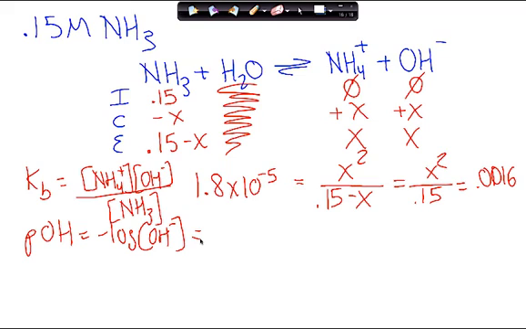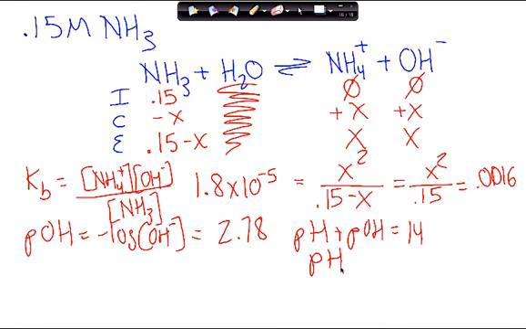So 0.0016. So that means this has got a pOH of 2.78. Then pH plus pOH is equal to 14. So pH is equal to 14 minus 2.78, which is 11.23. You good? All right, now we're satisfied.